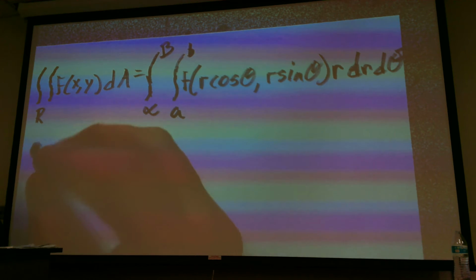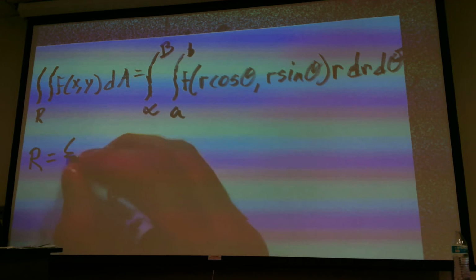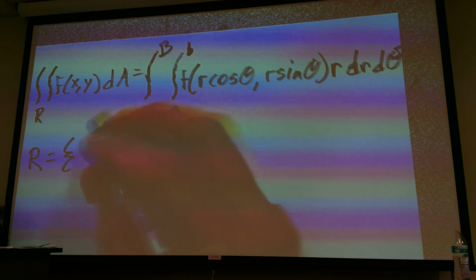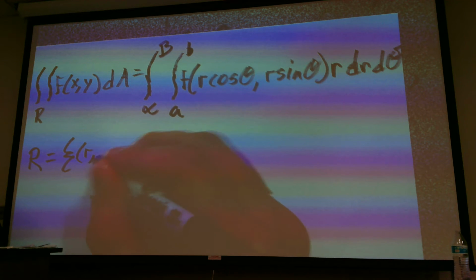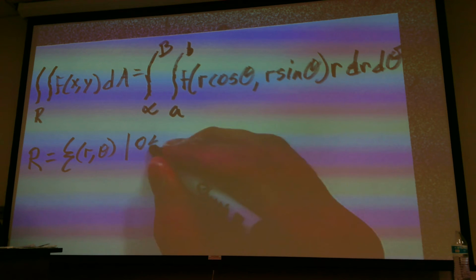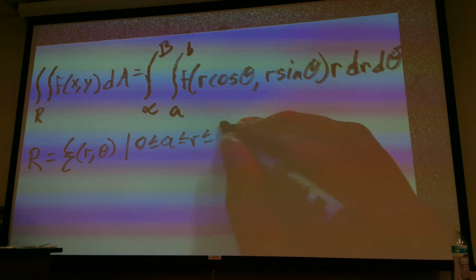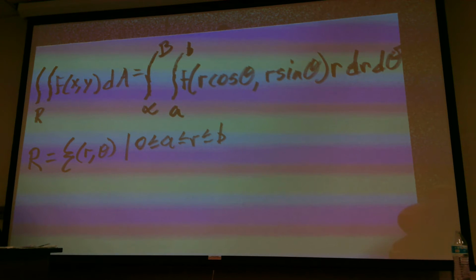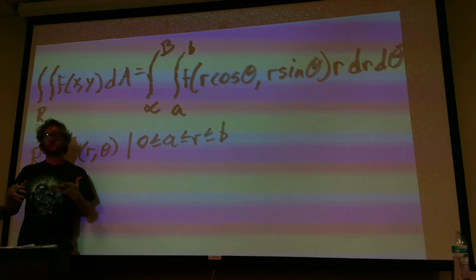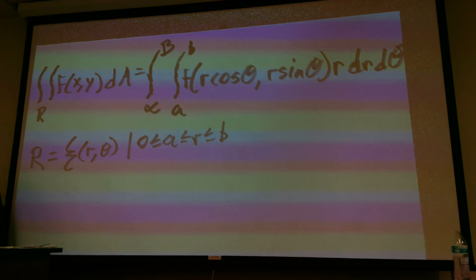Okay? And so we consider this, R will actually equal the region, okay? Now this is going to be r, theta, where 0 is going to be less than or equal to a, which is going to be less than or equal to r, which is going to be less than or equal to b. So we're not counting negative radiuses, okay? The reason for that 0 right there is, when I draw the circle, you're not going to go from negative r to r. You're always going to go from the center outwards, okay?